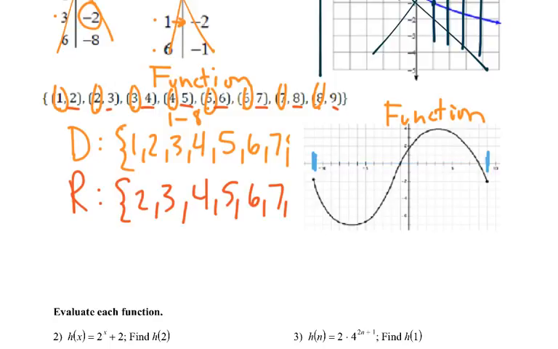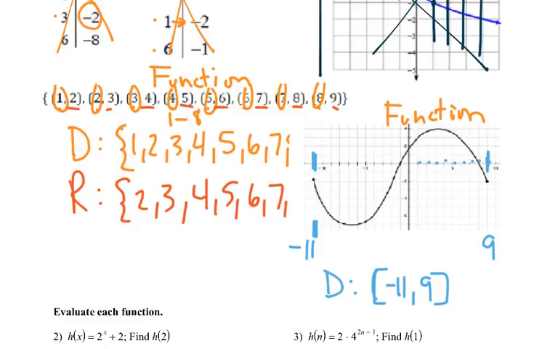Okay, so that gives us 1, 2, 3, 4, 5, 6, 7, 8, 9, 10, 11. So the furthest left I go is negative 11. The furthest right I go looks like it's 1, 2, 3, 4, 5, 6, 7, 8, 9. So my domain on this one would be from negative 11 to 9.